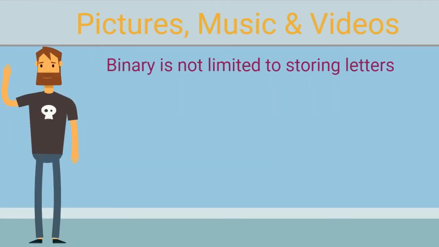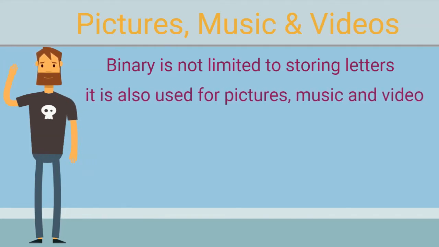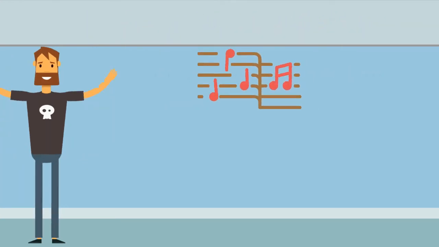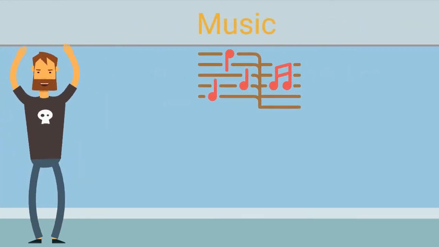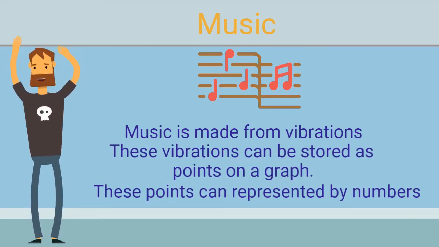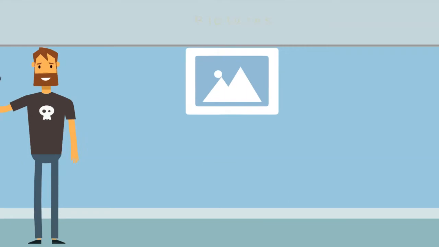Binary is not limited to storing letters or doing calculations. It is also used for working with pictures, music, and video. These media items can all be expressed as numbers, and therefore as binary. Music is made up of vibrations, which can be plotted on a graph. These points are represented by numbers.